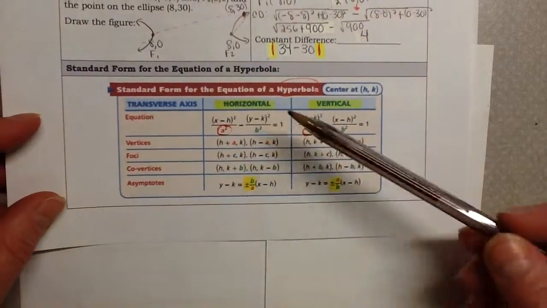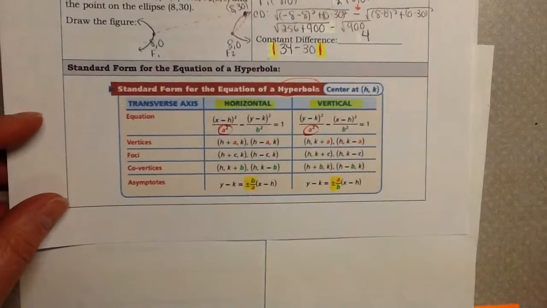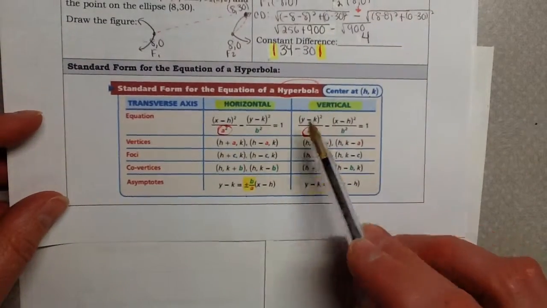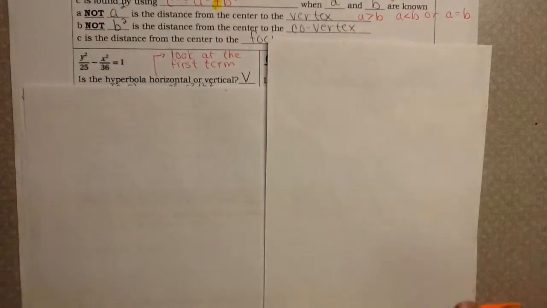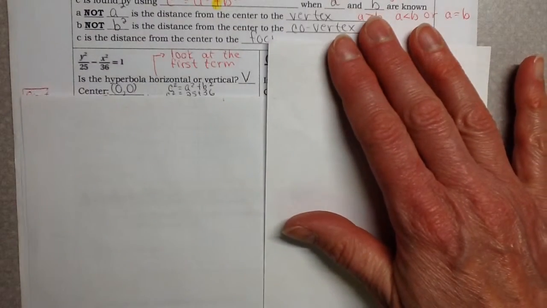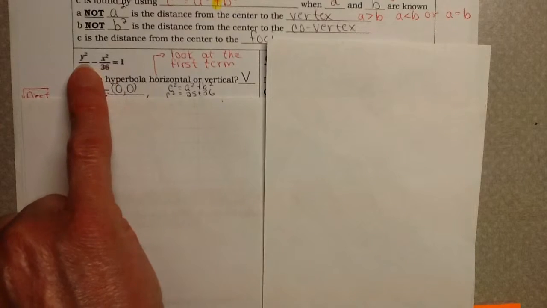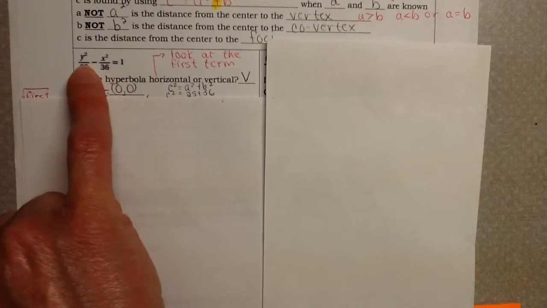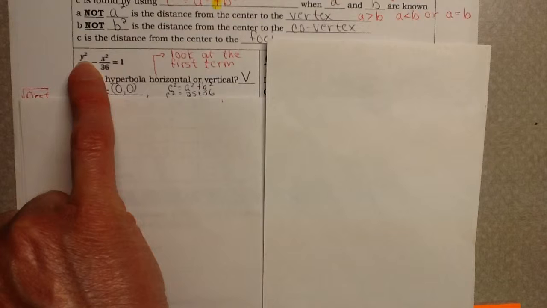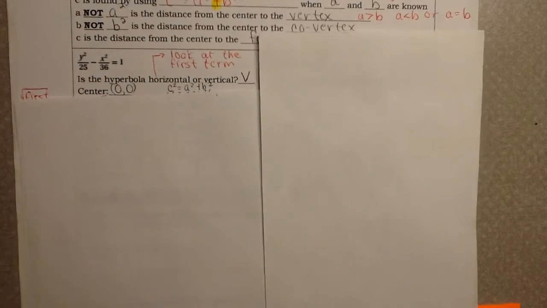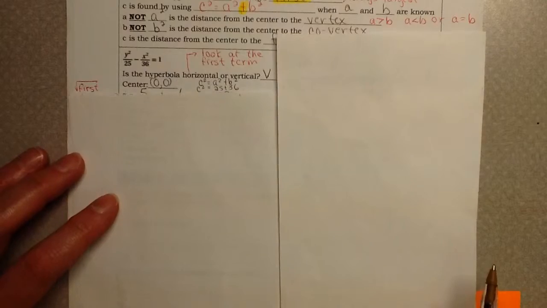And you can see that over here on your table that's on the first page. Horizontal, x is going to be first. Vertical, y is going to be first. All right, now our center is at (0, 0). And just be careful, when these are flip-flopped, you have to make sure, like if this was y minus 3, then the coordinate for the center of this hyperbola would be 3. All right, so our center, we'll go on from there.